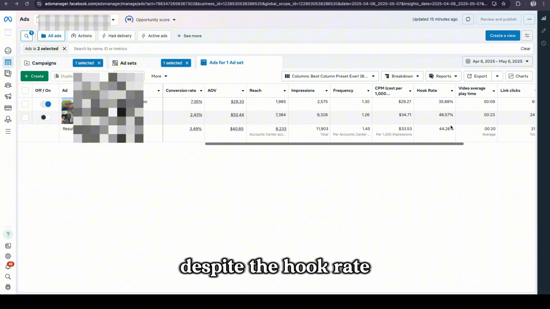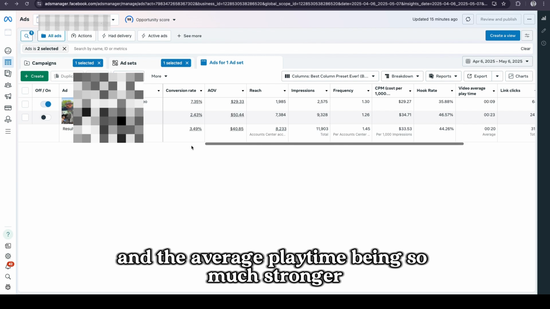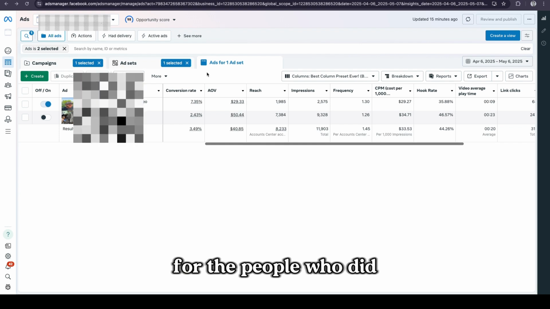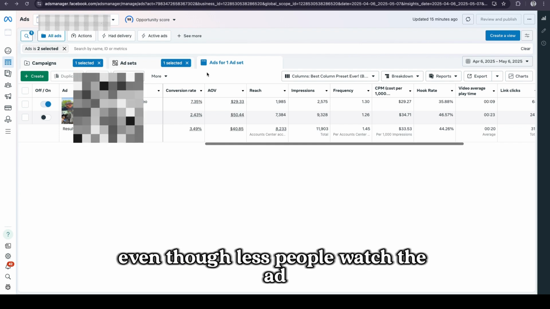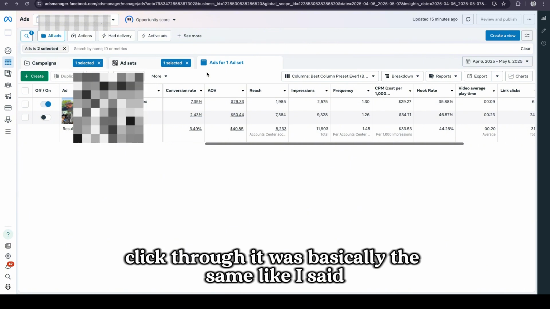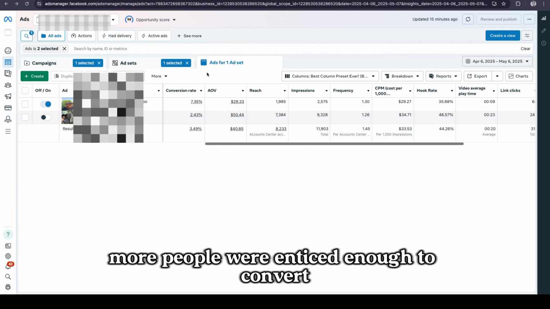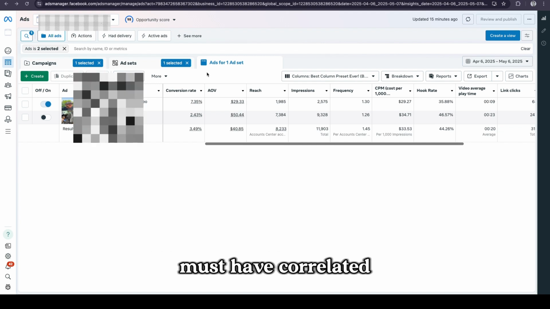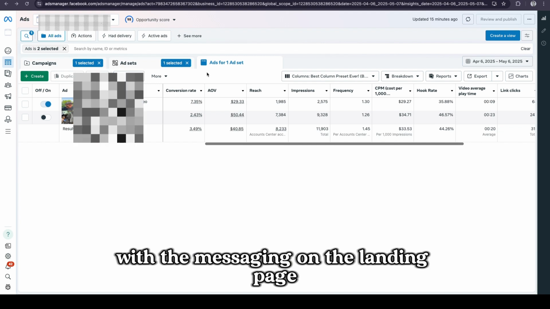And finally, taking a look at conversion rate. Despite the hook rate and the average playtime being so much stronger for this bottom ad, the conversion rate is almost 3 times as high for the one up top. So for the people who did click through to the landing page, even though less people watched the ad for 3 seconds or more, the hook rate was lower. Click-through rate was basically the same, like I said. More people were enticed enough to convert because the messaging in that specific ad must have correlated with the messaging on the landing page in a better way.